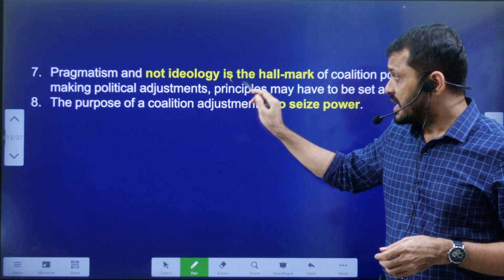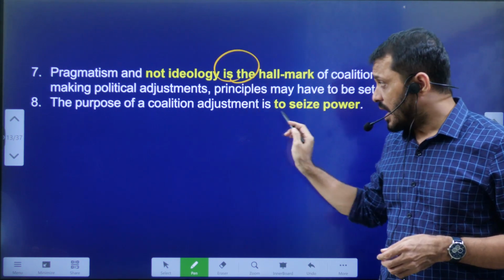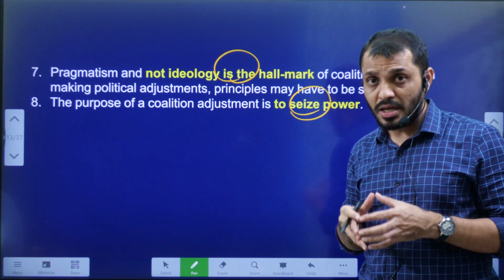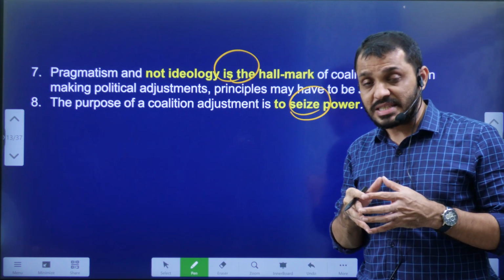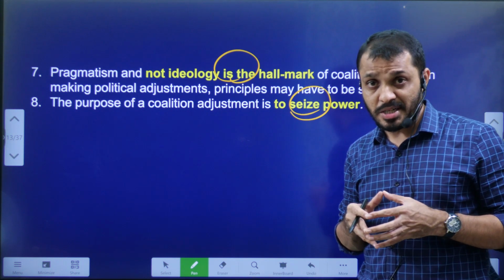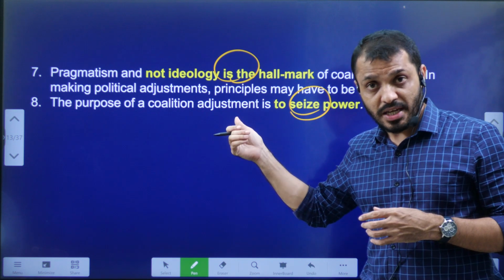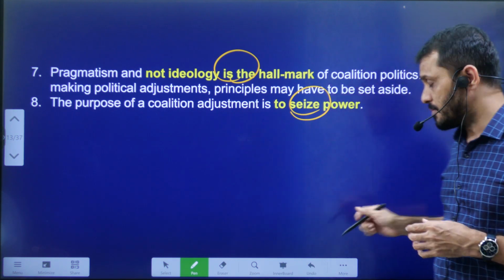As I mentioned earlier, ideology is not a hallmark. And the purpose of the coalition is generally to seize power, that means to come into the ruling. So these are some of the salient features of the coalition government. Now we will see the various instances where coalition governments were formed in India.